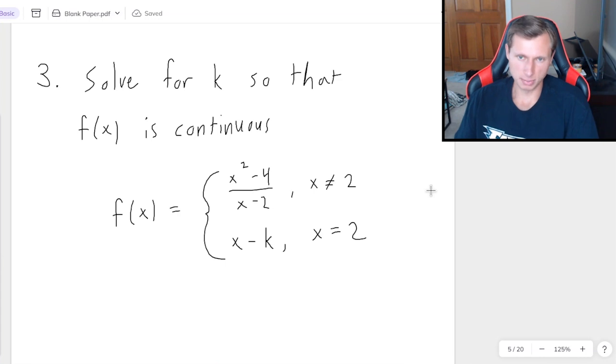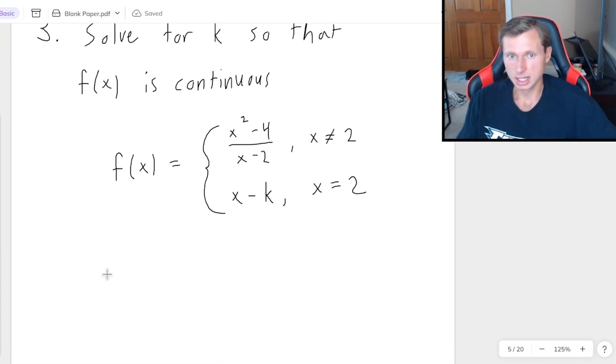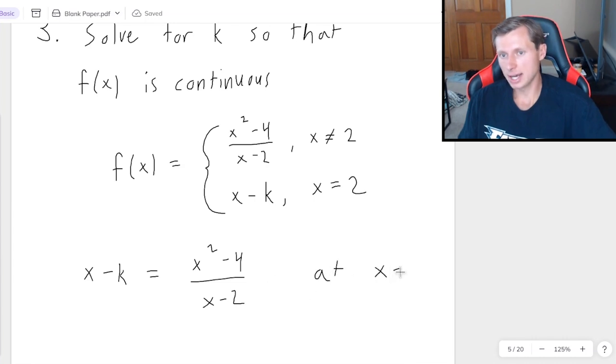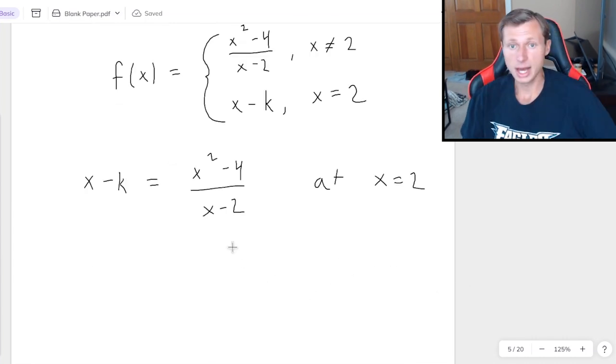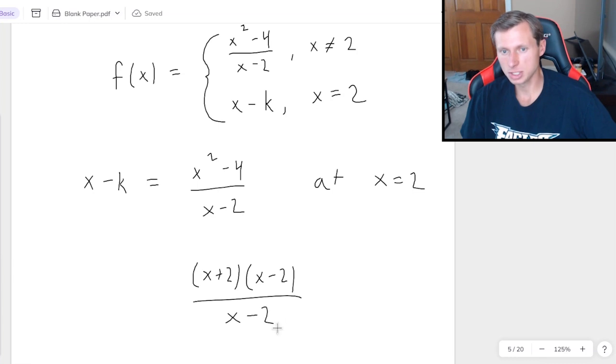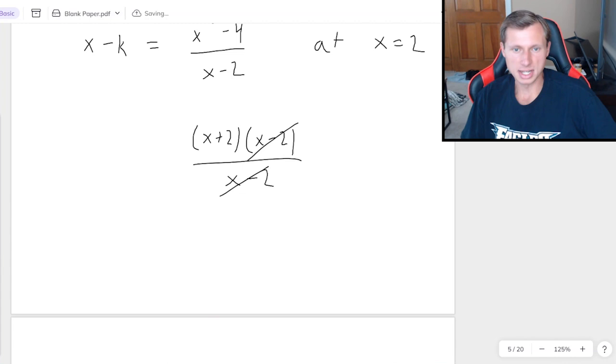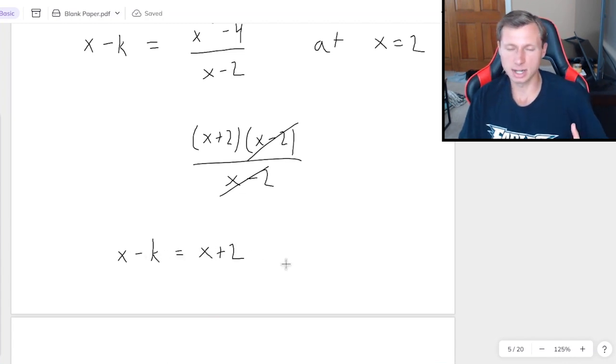So how do we solve this problem? Well, basically, we need to realize that in order for this thing to be continuous, x minus k needs to equal x squared minus 4 over x minus 2 at the point x equals 2. Furthermore, the x squared minus 4 over x minus 2 can factor to x plus 2 times x minus 2 over x minus 2. The x minus 2's cancel, and this is looking really good already, because now we have x minus k equals x plus 2. Obviously, it looks like I'm not using the formal method to solve this one, but it really doesn't matter.